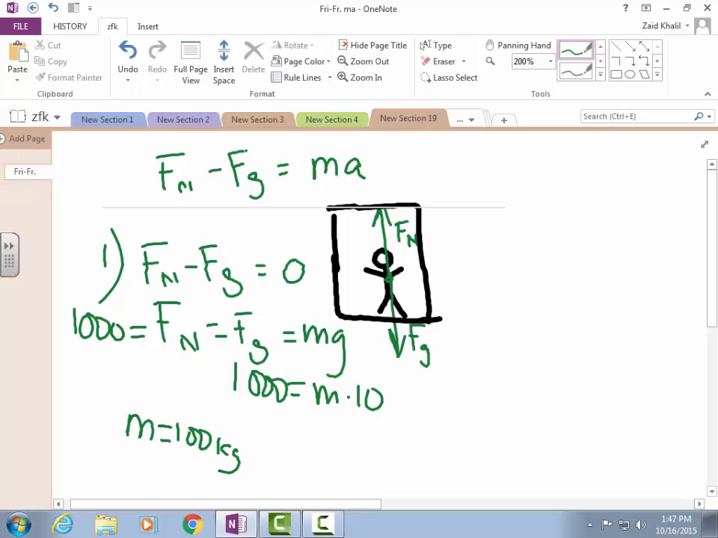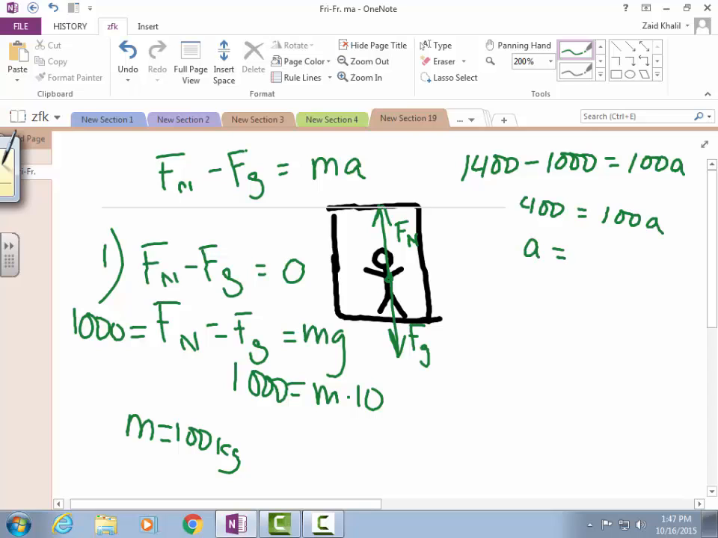So now we go back, and now it starts accelerating. Notice m is 100, Fg is 1,000. So we're going to use that. Because what happens in the first 2 seconds? It accelerates, correct? And what happens to Fn? It goes up to 1,400. So you have 1,400 minus 1,000 is equal to 100a. So 1,400 minus 1,000 is 400 equals 100a, and therefore a equals 4 meters per second squared.